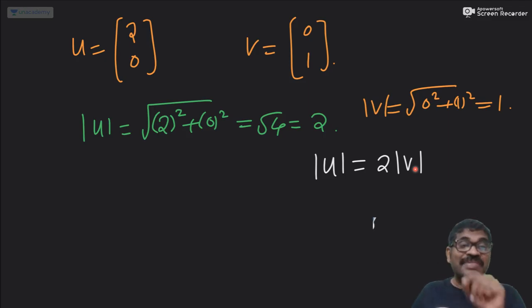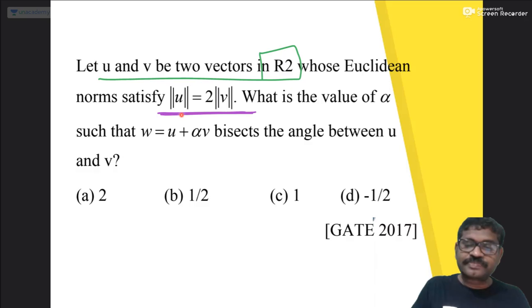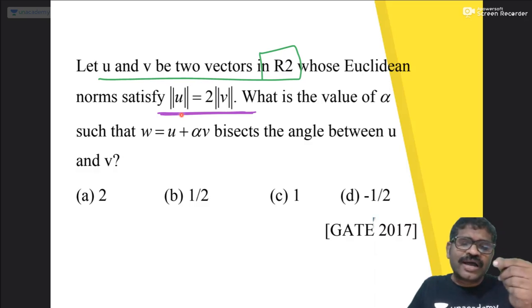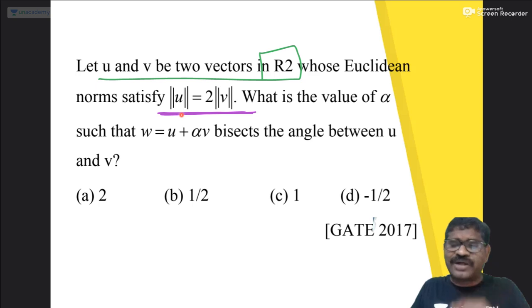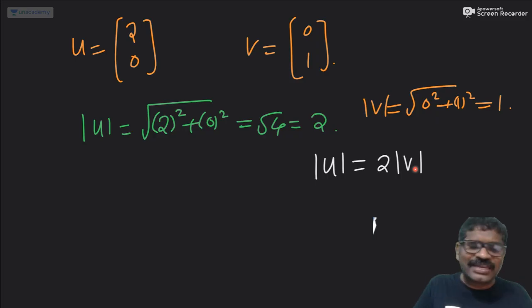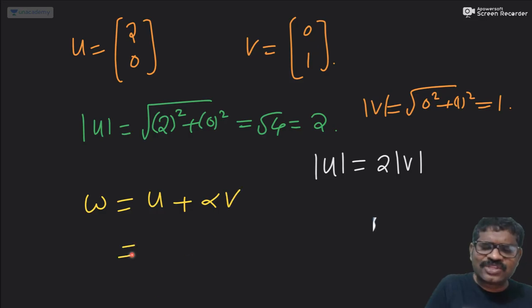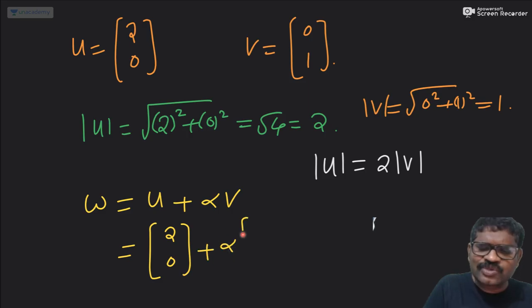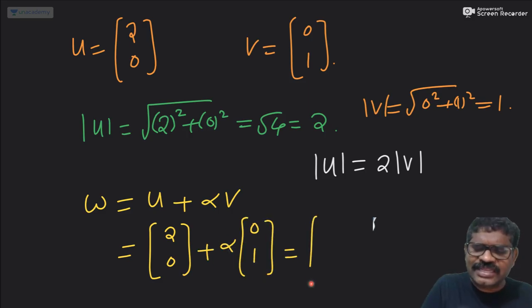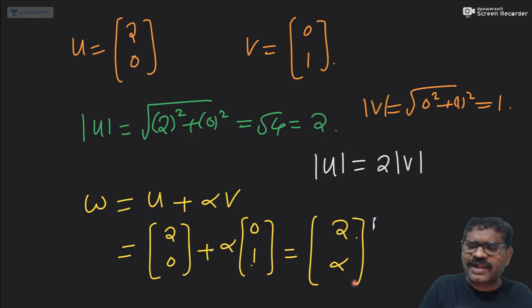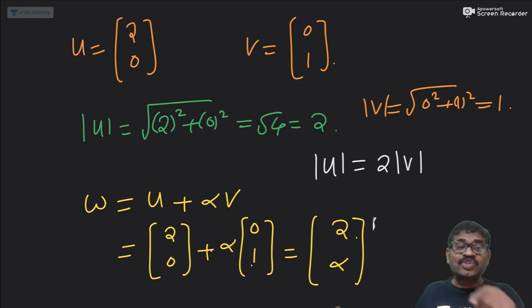Now, given that, what is the value of alpha such that W is U plus alpha V? So what is W? Given that W is U plus alpha V. So what is U? 2, 0. What is V? 0, 1. So alpha into 0, 1. That is 2 plus alpha into 0 is 2. 0 plus alpha into 1 is alpha. That is 2, alpha. W is 2, alpha.